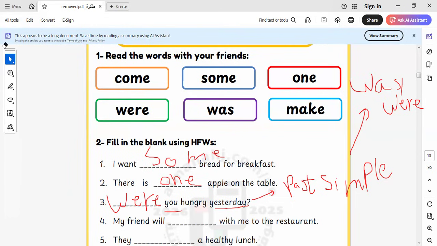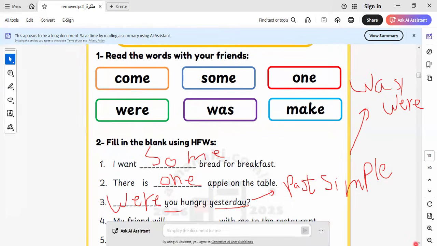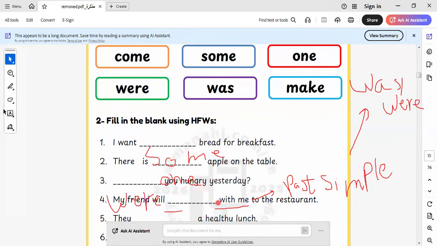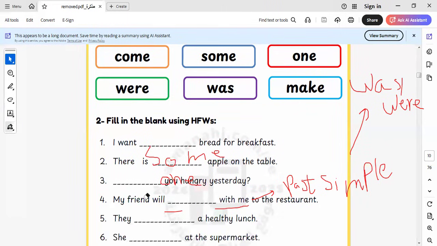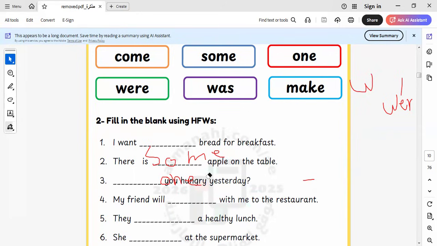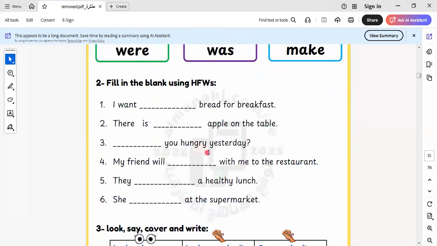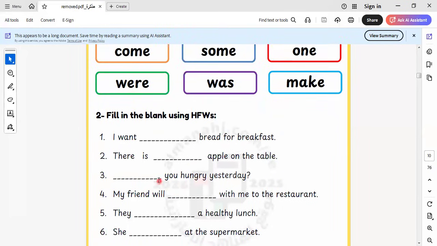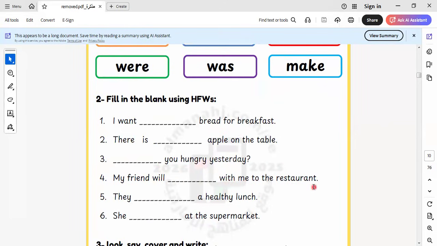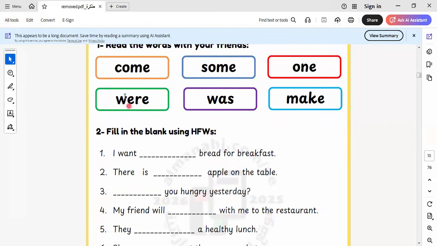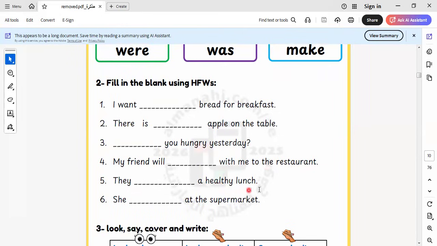Here we say, my friend will, here is my friend. So here I answer the three sentences. I will delete this sentence because the lines move with me. So here we say, you hungry yesterday. Here it would be were. My friend will come with me to a restaurant. They make a healthy lunch.